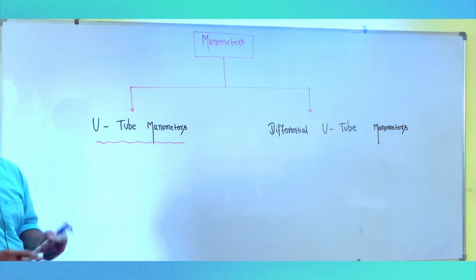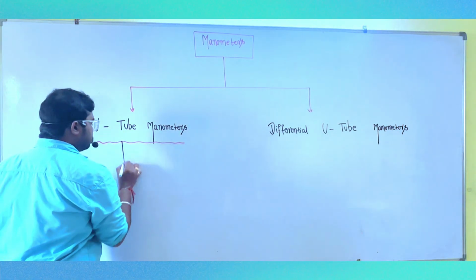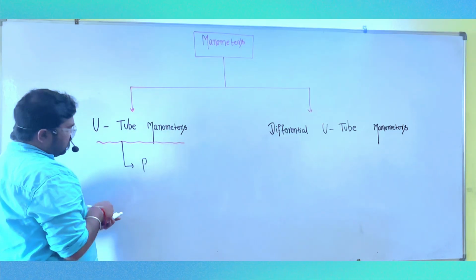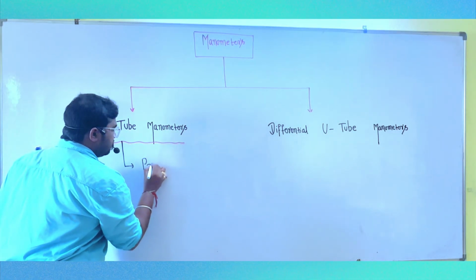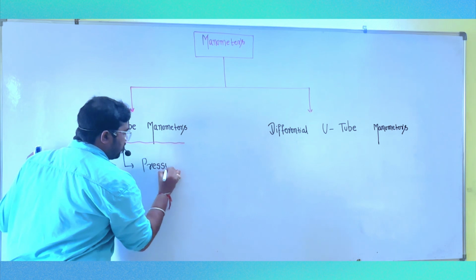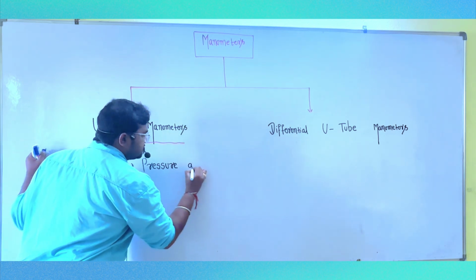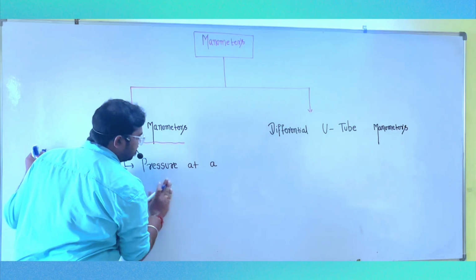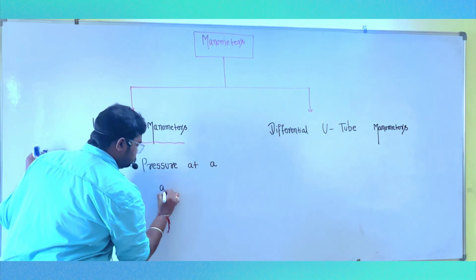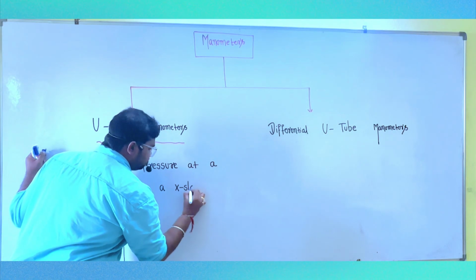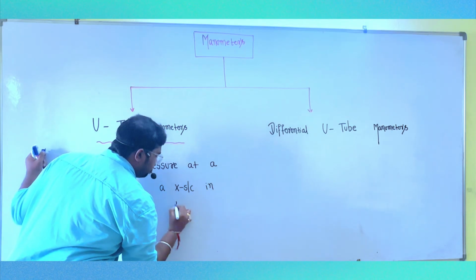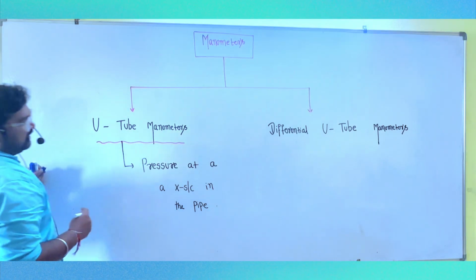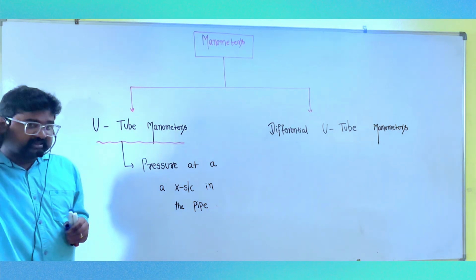Pressure at a point in the pipe. In order to calculate pressure at a point, or pressure at a cross section in the pipe, we use the U-tube manometer.